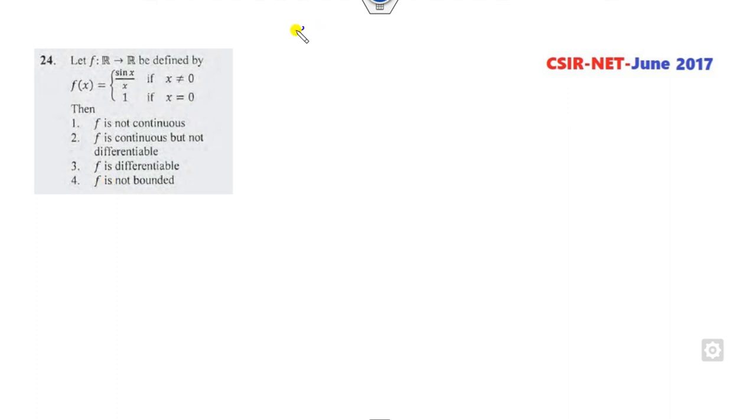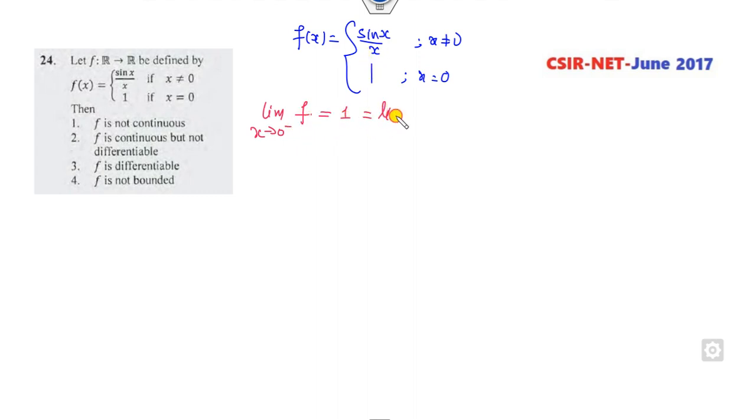Okay, look at this function. The function is given to you as sin x over x, and 1 at x equal to 0, and x non-zero. Then you have to discuss its continuity, differentiability, and boundedness. How can you check the continuity? You can check the limit at 0 minus, which is 1. What is the limit at 0 positive? It is also 1. What is the limit at point 0? It is also 1. So what is the meaning of that? The function is continuous. So the first option, the function is not continuous, is cancelled out.